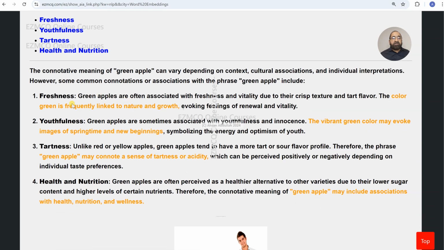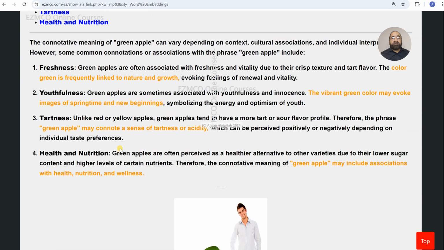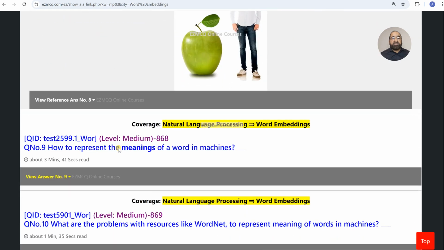So freshness. Green frequently includes nature and growth, and health and nutrition include association with health, nutrition, and wellness. So that is the point I'm trying to make. It is not so simple, even for us. So making the machines understand it is an even bigger challenge.